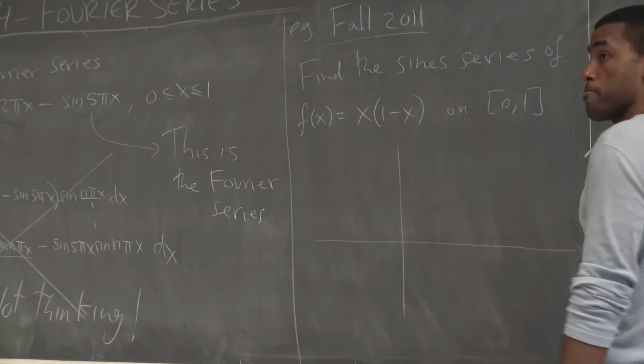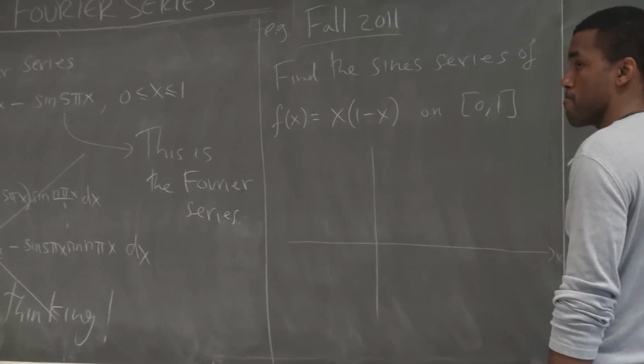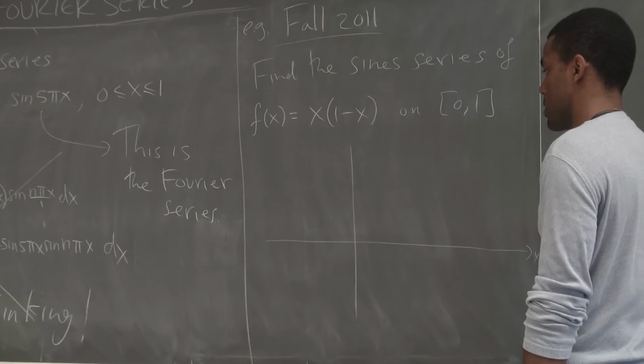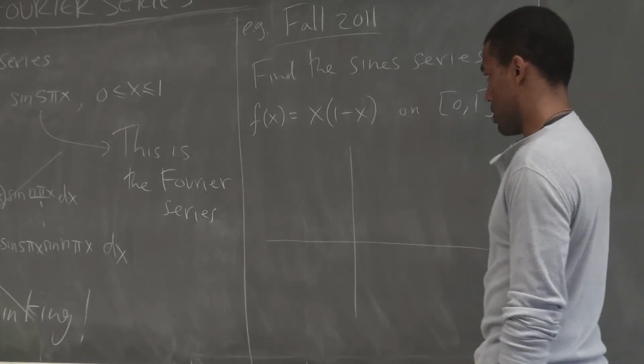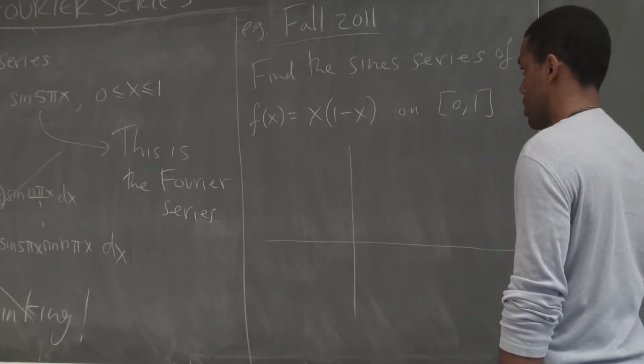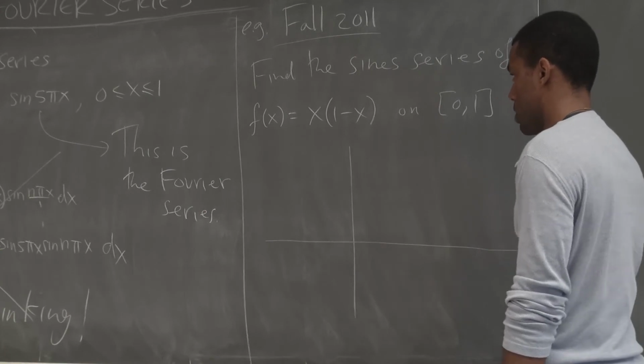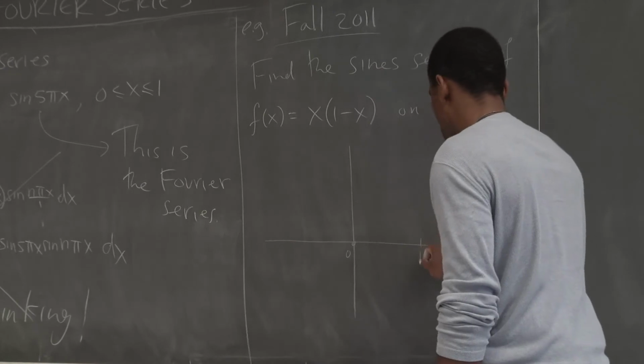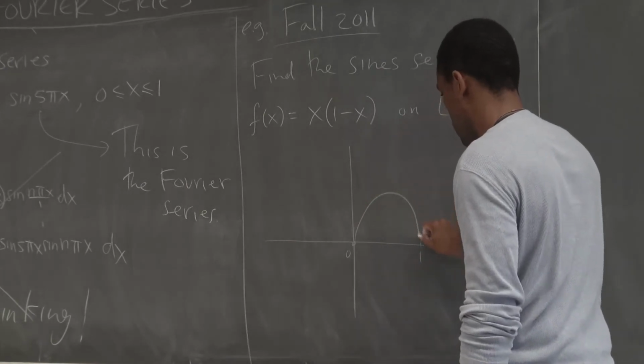What does this look like? It's a quadratic. What are the intercepts? It's a parabola. It's a negative parabola, so it's upside down. The intercepts are 0 and 1, and the parabola goes like this, right?